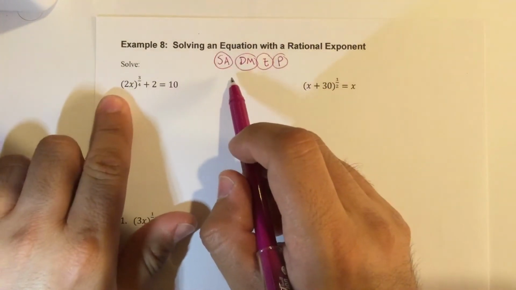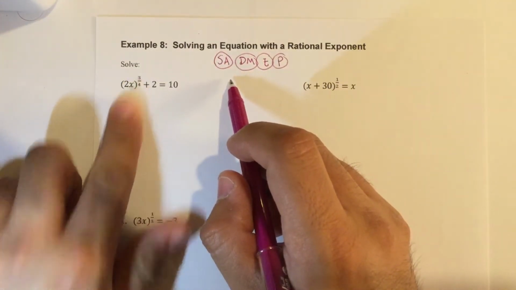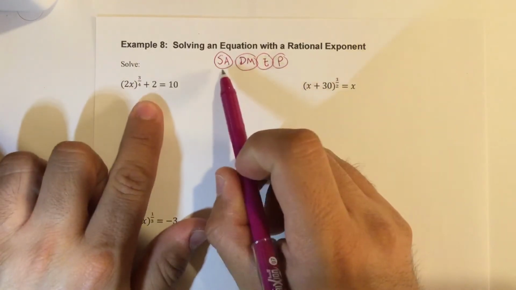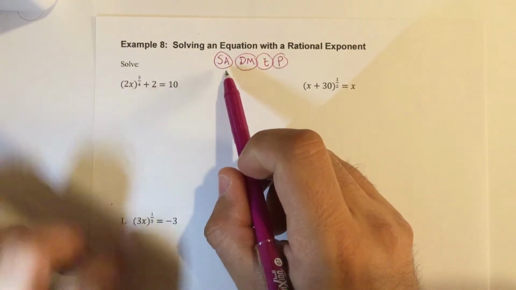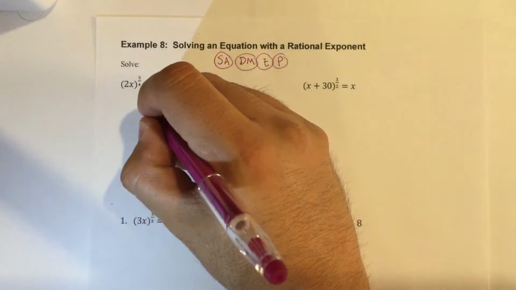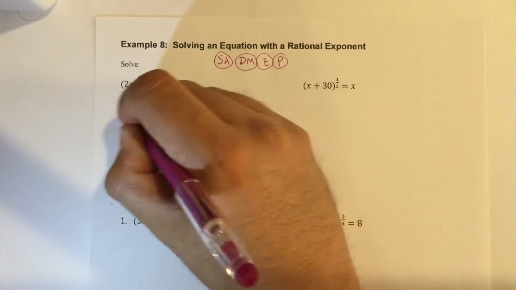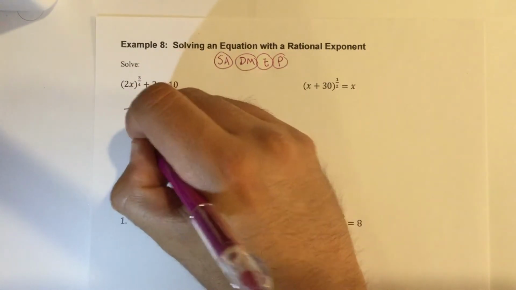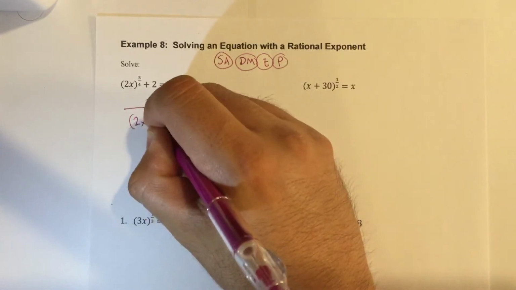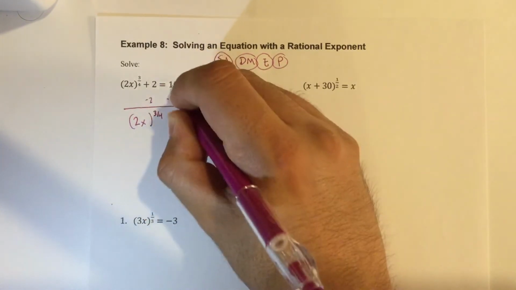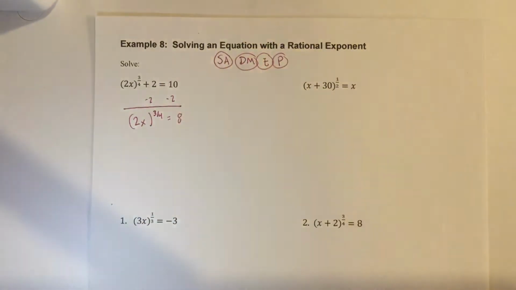Okay, so here we look at these parentheses and we have rational exponents. We're looking outside of that. So I do see I have addition or subtraction. I have a plus 2. So I'm going to undo that by subtracting 2, which leaves me 2x to the 3/4 power, which equals 10 minus 2 is 8.